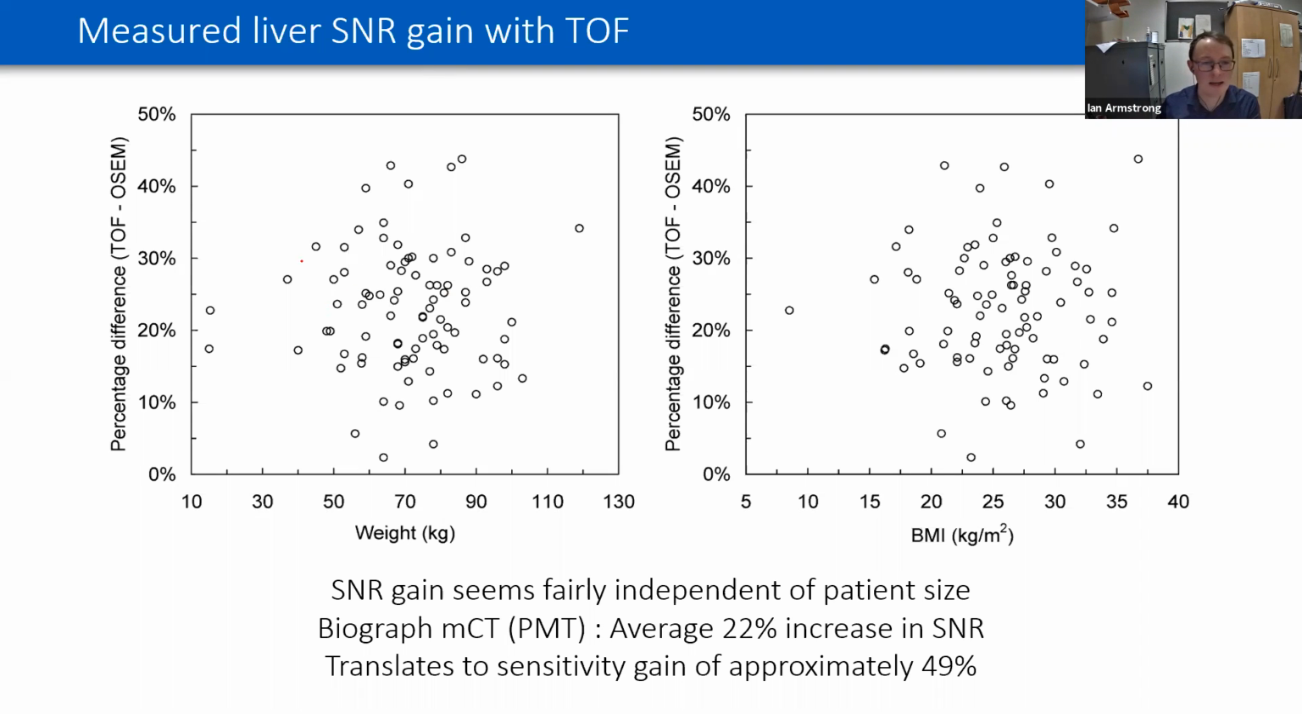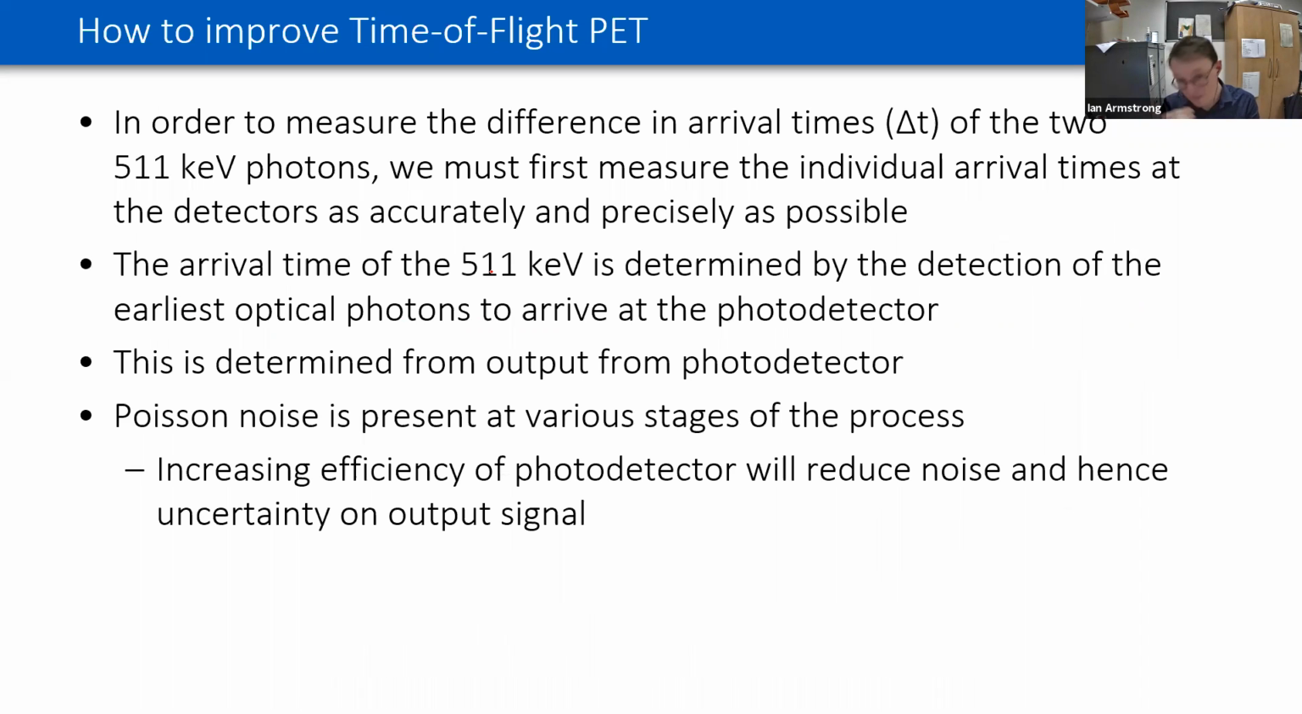So what we saw here is we've got about an approximate 22% gain, which is somewhere around there. Hopefully I can persuade you of that if I just draw lines through the center of the data points. So a 22% gain in signal to noise ratio corresponds to an approximate sensitivity gain of just under 50%. So that's where we were with photomultiplier technology. So how do we improve things?